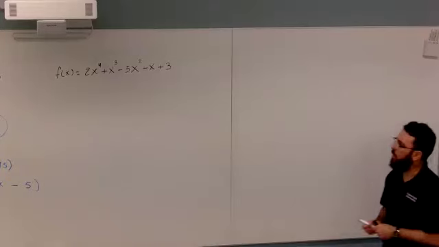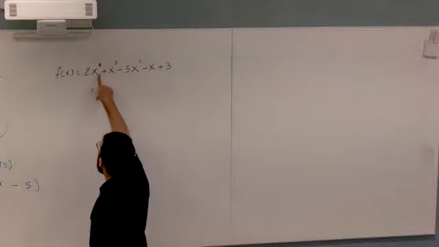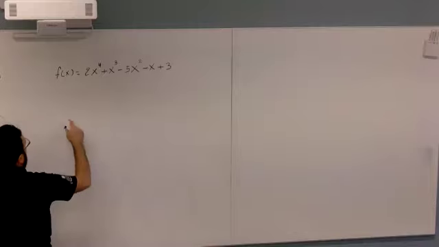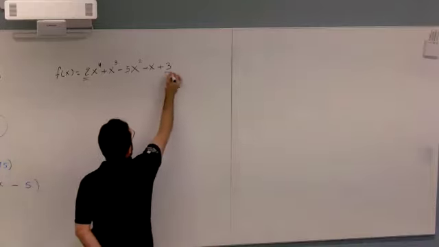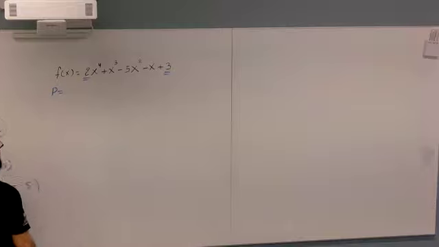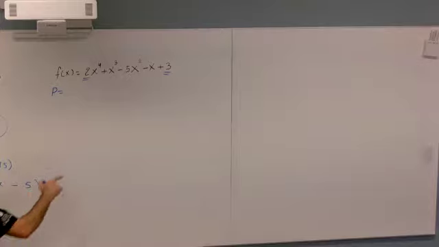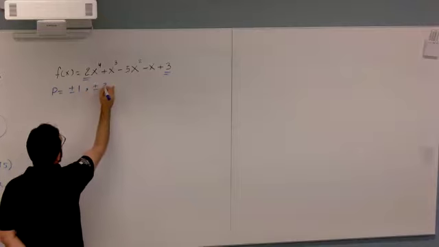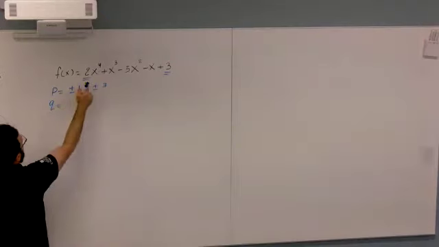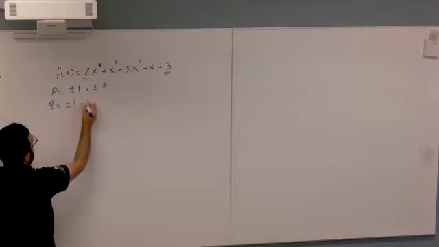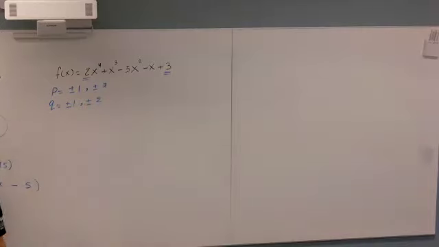Let's check this example. First of all, 4, 3, 2, 1, 0. That means it's ranged from the highest to the lowest. I need this number and this number. Now tell me, P equals what? The factors of the constant. So it's going to be the factors of the 3, which is plus or minus 1 and plus or minus 3. Q is the factors of the coefficient with the highest exponent, which is plus or minus 1 and plus or minus 2. These are the only possible zeros, only these.